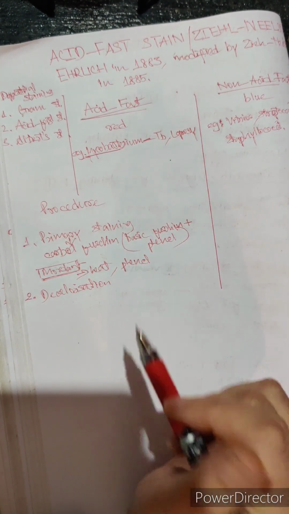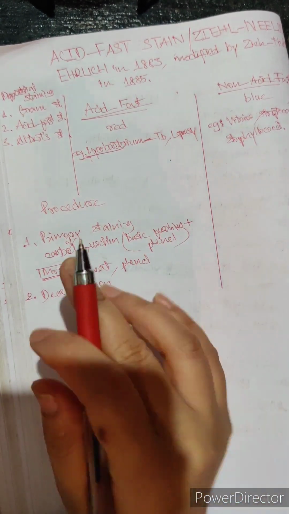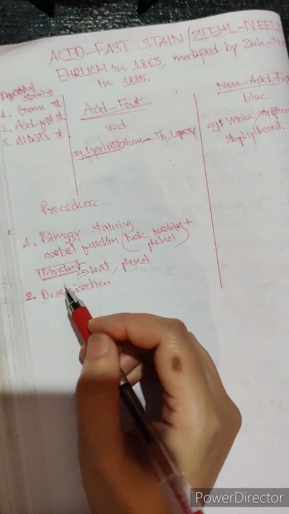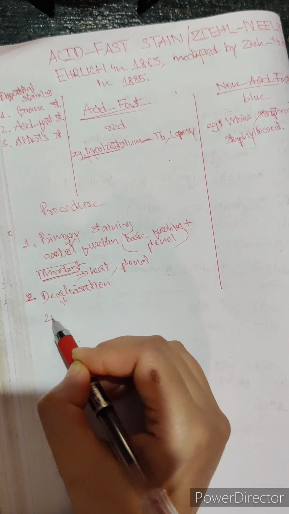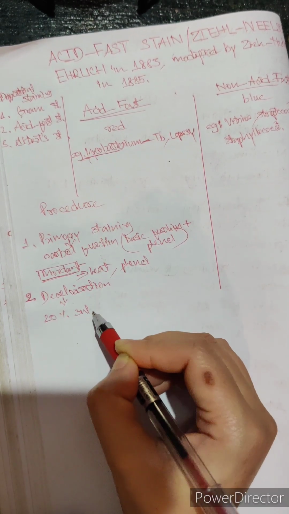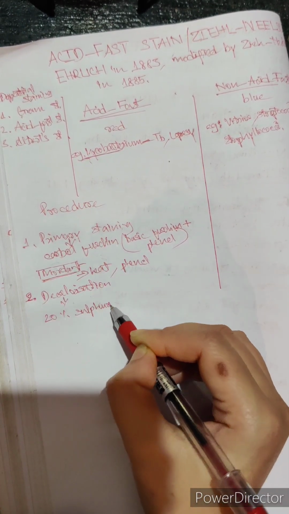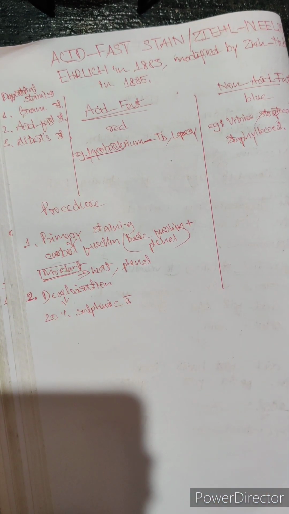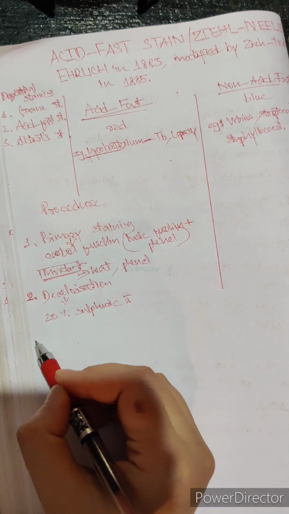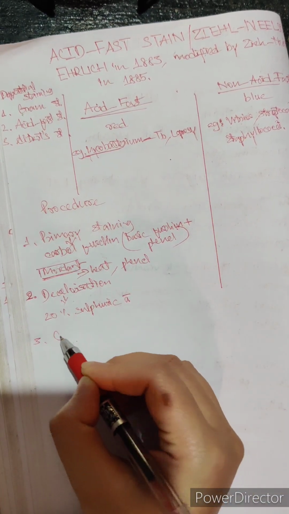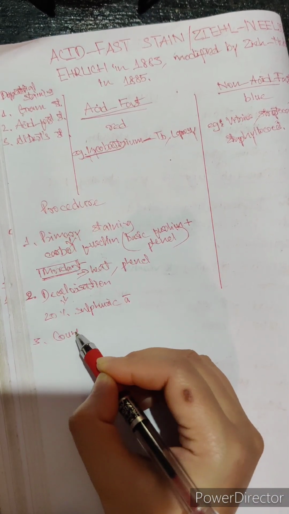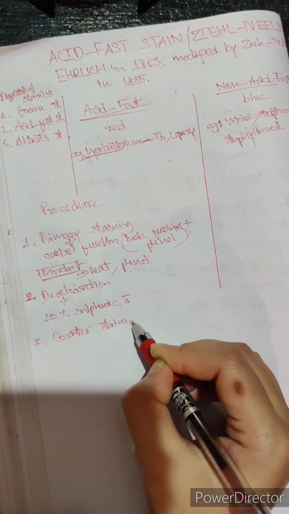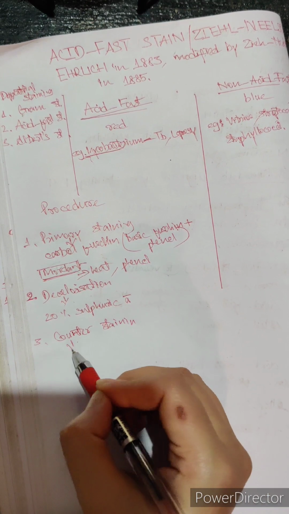The next step is decolorization. In decolorization, we pour 20% sulfuric acid over the glass slide. And third, in the same way, we apply the counter stain. The counter stain we use here is methylene blue.